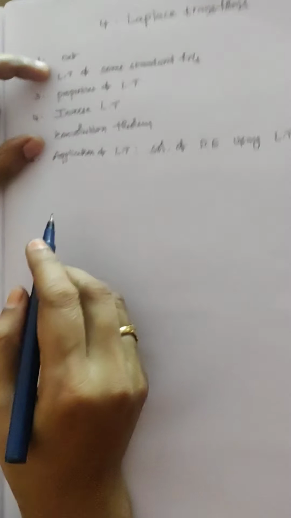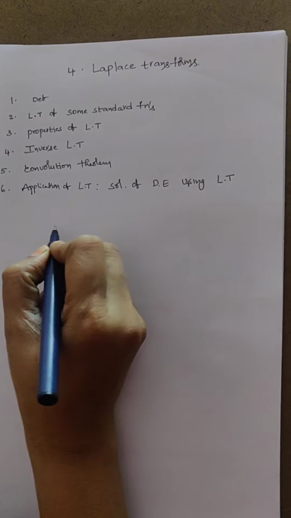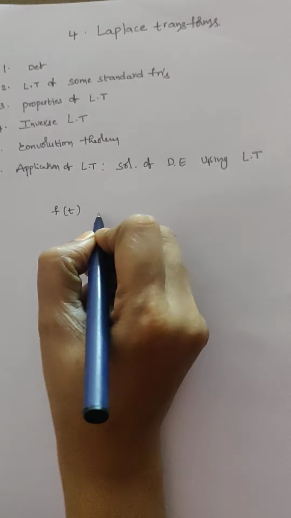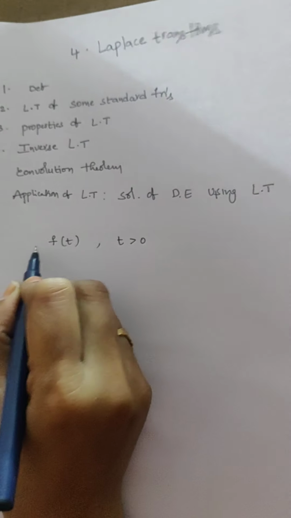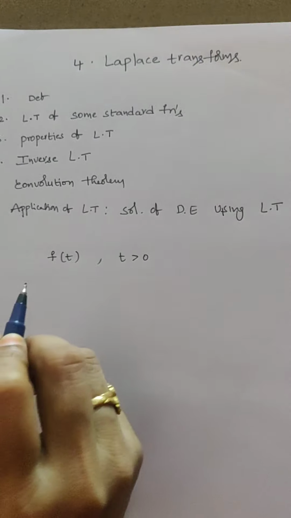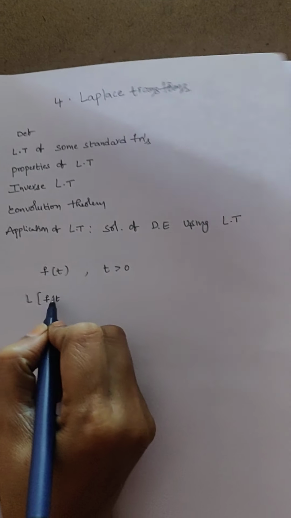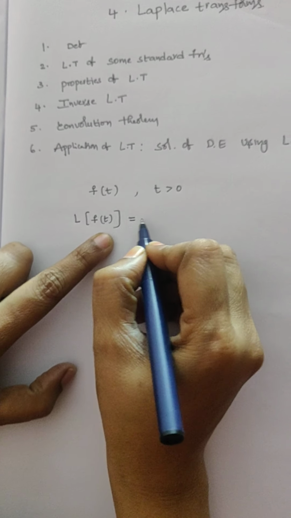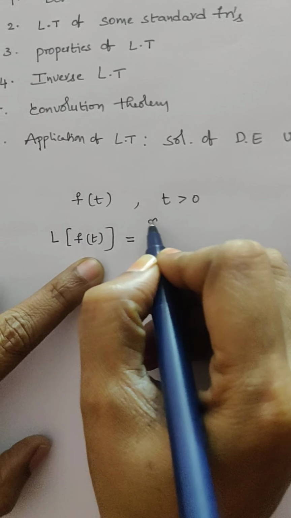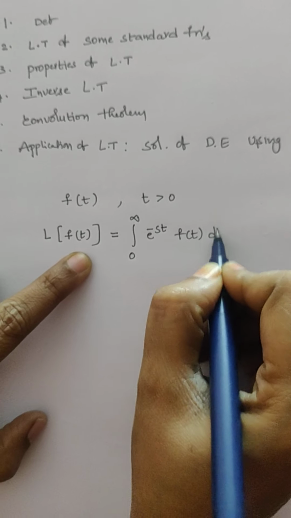So now we see the basic definition. The definition of Laplace transform is: if f of t is defined for all positive values of t, f of t is a real valued function, then Laplace transform of f of t is denoted by L of f of t, and it is defined as L of f of t equal to integral 0 to infinity e power minus st f of t dt.